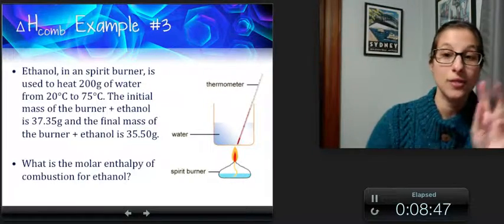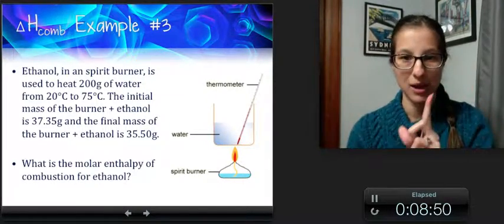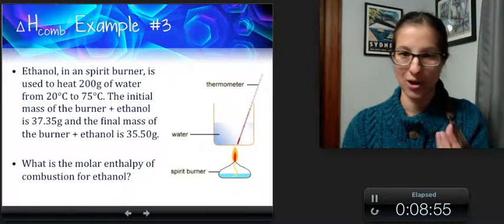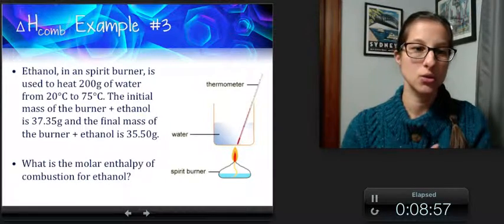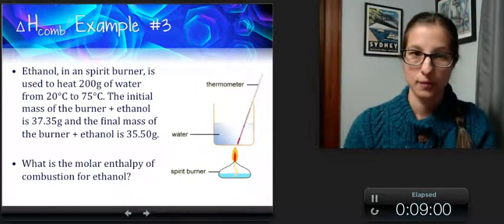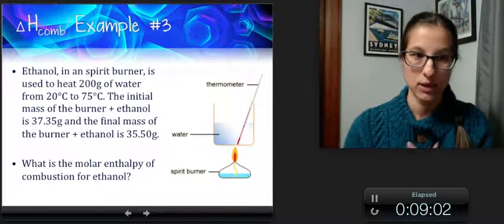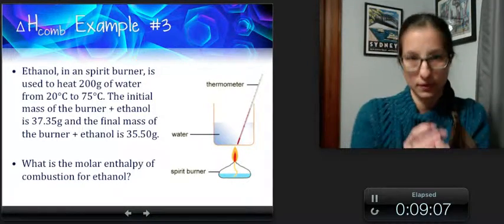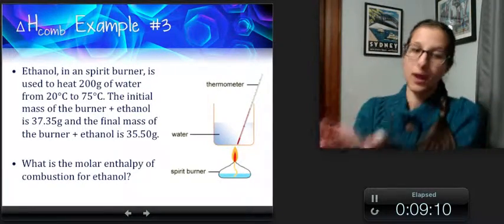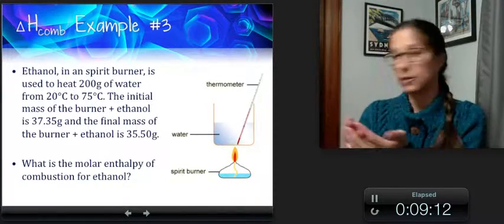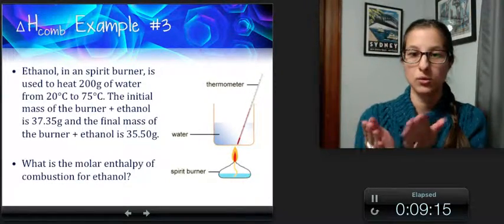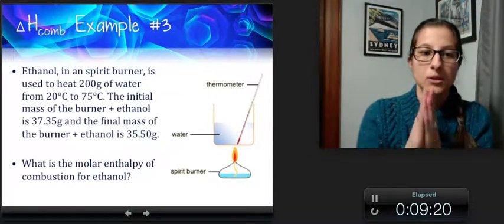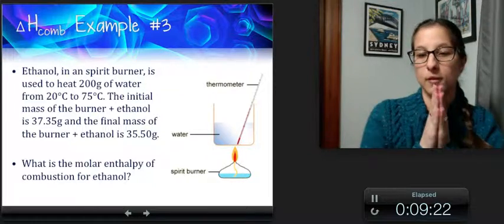Okay, so this is an example where we're not going to be mixing the masses. You've got to look at this example. So it says ethanol in a spirit burner, which we call alcohol burners, okay, is used to heat 200 grams of water from 20 degrees to 75 degrees Celsius. The initial mass of the burner and the ethanol was 37.35 grams. Okay, the final mass of the burner and the ethanol is 35.5 grams. Okay, we couldn't measure the ethanol on its own because it's already in the spirit burner, right? So what was the molar enthalpy of combustion for ethanol?